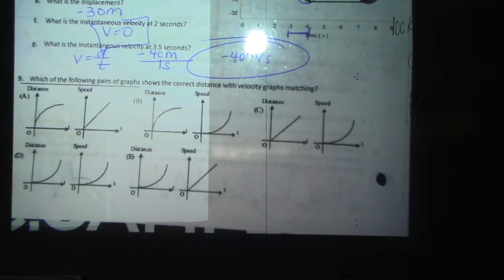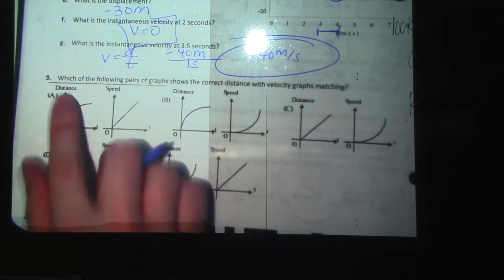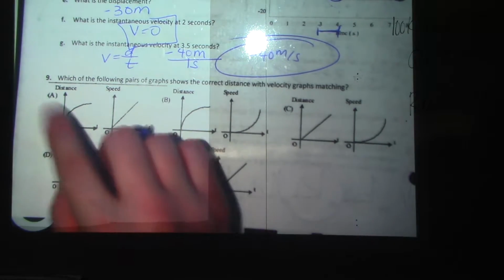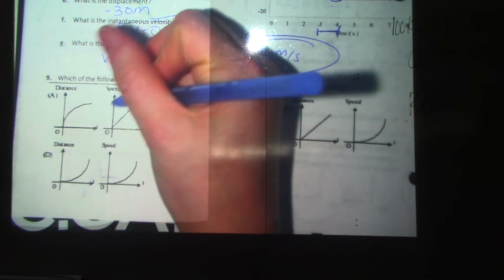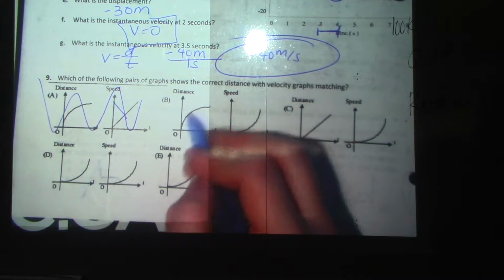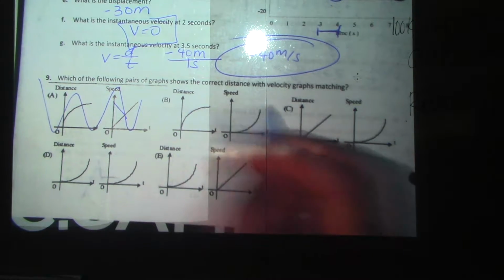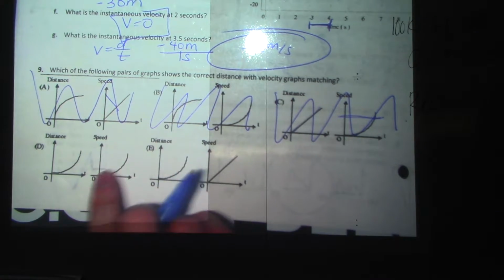Which of the following pairs is correctly matching speed and distance graphs, or position and velocity graphs? Here, you'll notice that it's getting flatter. This would be getting slower, which means my velocity would actually be decreasing. So A is incorrect. B, again, we said that would be getting slower, so not speed increasing. That's incorrect. This one's actually at a constant velocity, which means my speed would actually be staying the same, so incorrect.